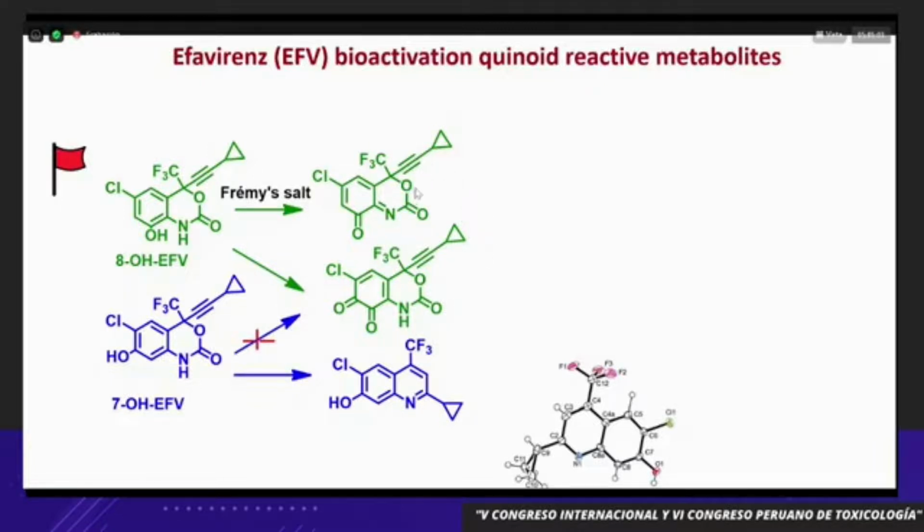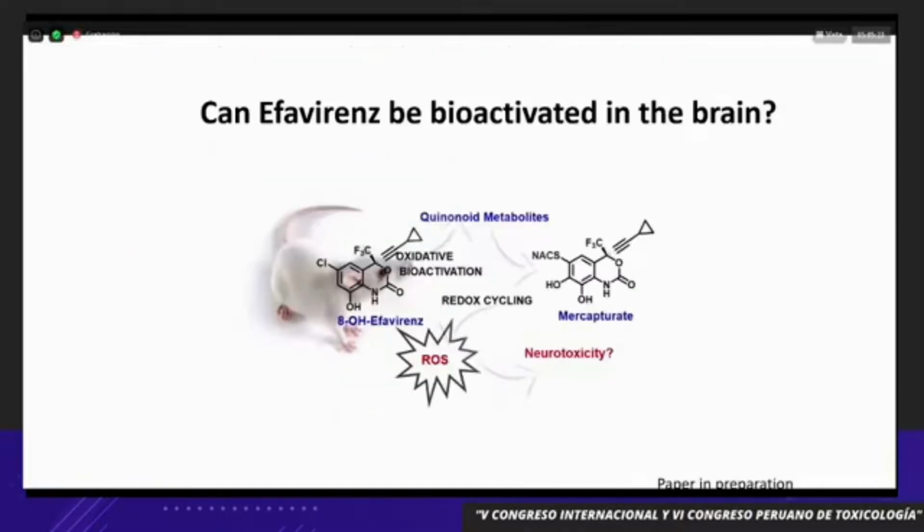So more recently, we have also demonstrated that these two quinoid metabolites can react with sulfur-based bionucleophiles, namely cysteine residues of proteins. So in our last work that is still in preparation, we were able to identify N-acetylcysteine covalent adducts formed by 8-hydroxy efavirenz derived quinoid metabolites in the brain of rats exposed to efavirenz. So this demonstrates that indeed these bioactivation pathways can occur in vivo, and raises one additional question. Can efavirenz be bioactivated in the brain? So this is one question that we would like to address in our following studies.